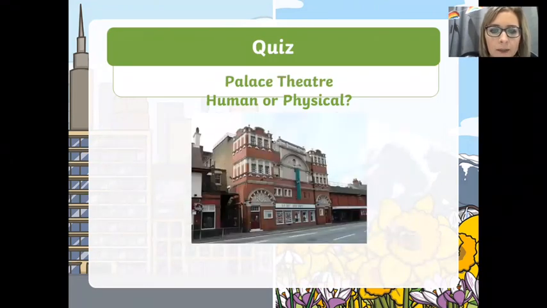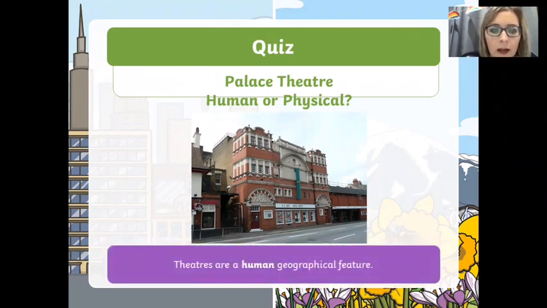Do you recognise this picture here? That's right, it's along London Road, isn't it? It's the Palace Theatre. Would that be a human or physical feature in our local area? That's right, theatres are a human geographical feature. People have built that building.